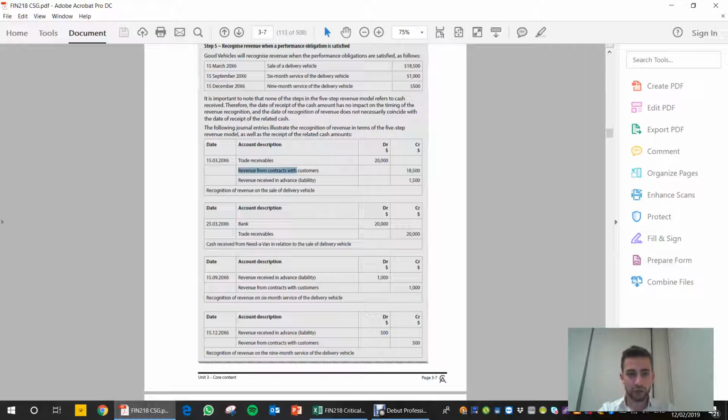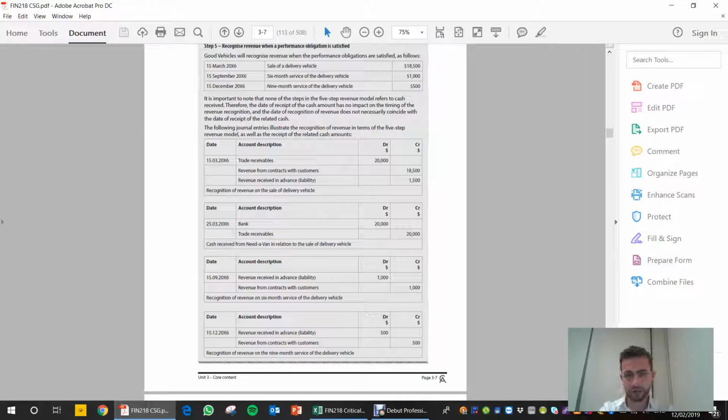how much revenue are you going to be recognizing on the first day, which is the 15th of March? You're going to be recognizing the sale of a delivery vehicle, which is $18,500. Now, the other side of the contract is how much cash you're actually receiving up front or on a receivable basis through an invoice, and that's $20,000. So revenue up front recognized is $18,500, cash received is $20,000, so the difference is actually an account called revenue received in advance. It's actually a liability account because you have a liability to provide that service or good later on. So that's how you kind of figure out the journal.